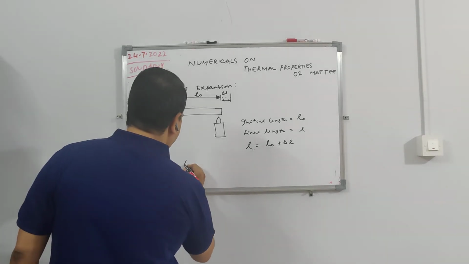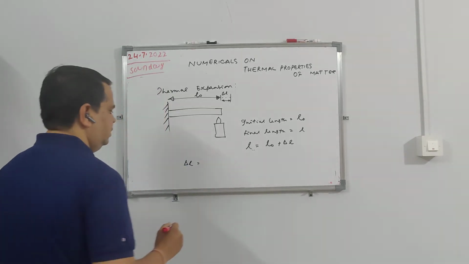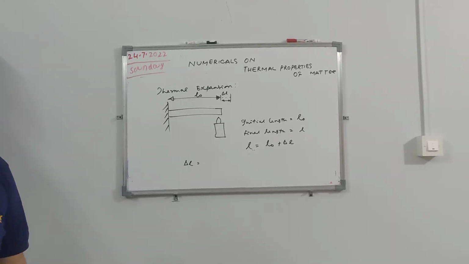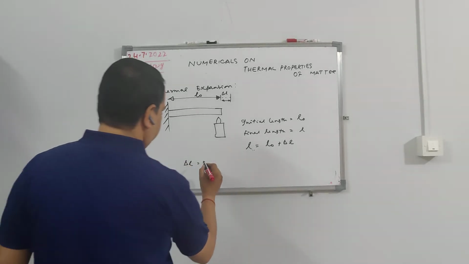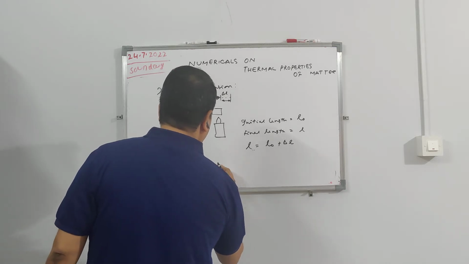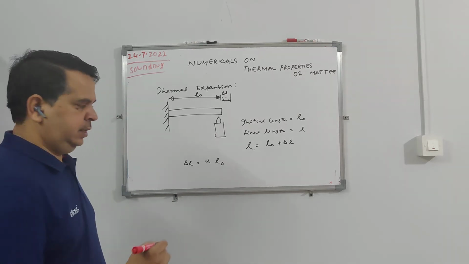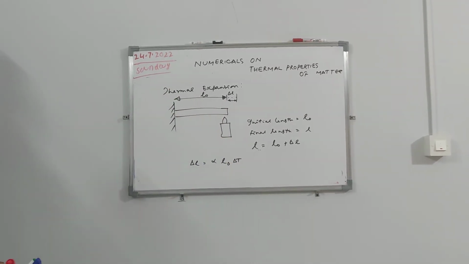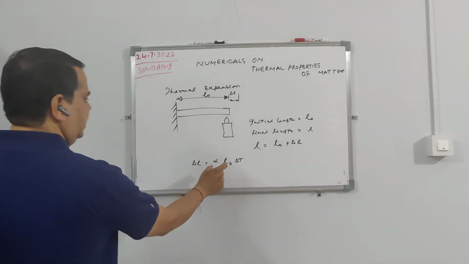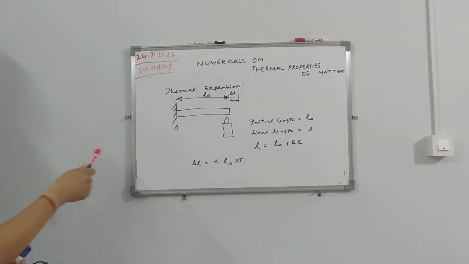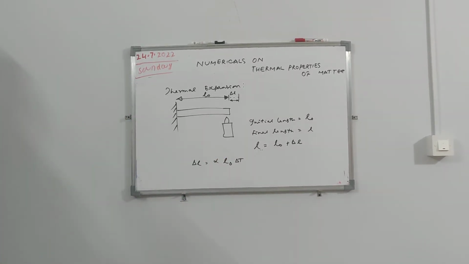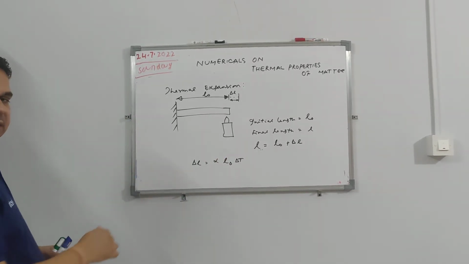Okay. So the delta L is alpha times the original length L0 times delta T. The coefficient. So this change in length depends on a coefficient of thermal expansion, the original length, and rise in temperature. Okay. So three things it is depending on.